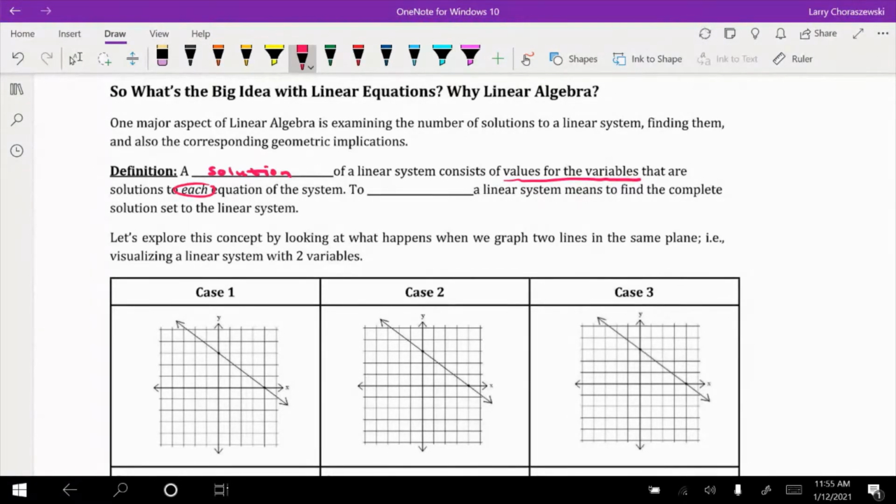When we find a solution to a system, we have to make sure that it works in all of the equations that were provided to us to begin with. And to solve a linear system means to find the complete solution set to the linear system. Basically what that means is we want to find all the values of the variables that make the equations true. So with that, I want to provide some notation somewhere in this blank spot here. I'm going to call this solution notation.